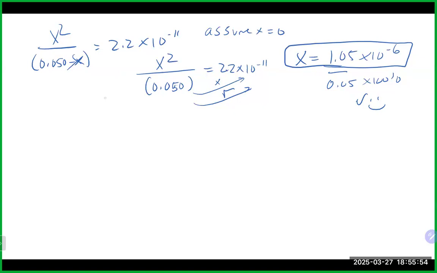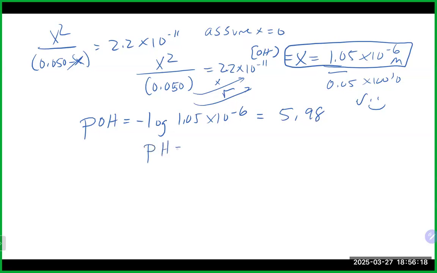So we do need to calculate here the pOH. So the pOH is equal to negative log of 1.05 times 10 to the minus 6. And that is going to get us here a pOH of 5.98. That's going to get us a pH when we subtract from 14 of 8.02, which is basic and what we would expect in this particular case. Any questions on that there?